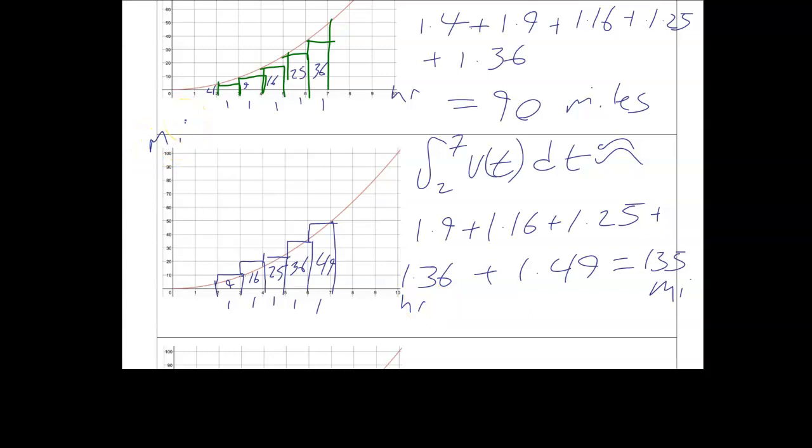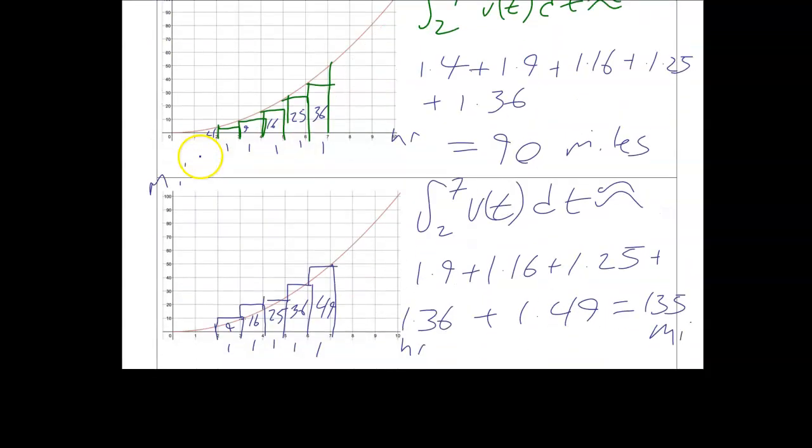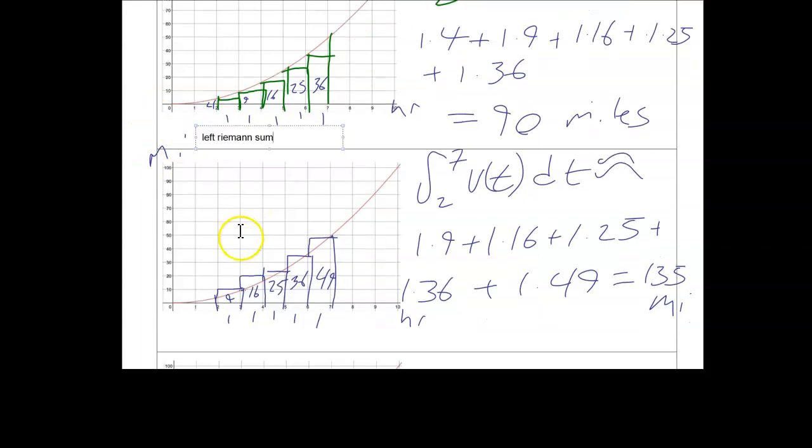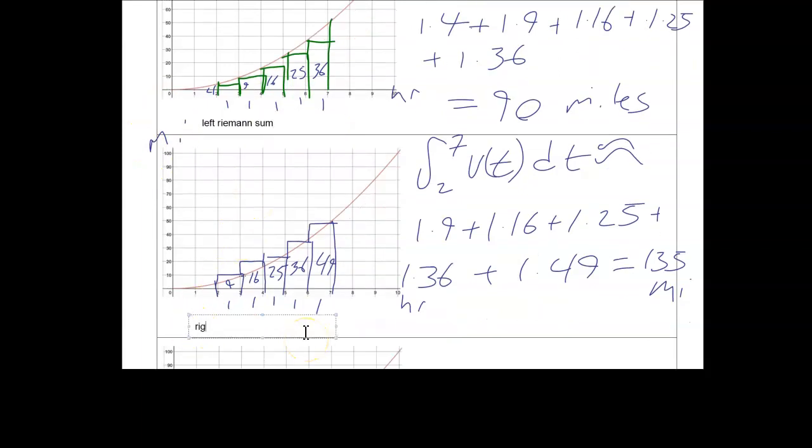Okay, so notice we have two different estimates of the same thing. They're both good. They're both equally valid. When we have two different methods, it's useful to give them a name. So these are both called Riemann sums. My first one is a left Riemann sum. My second one is a right Riemann sum. And the difference is just where the endpoints are.